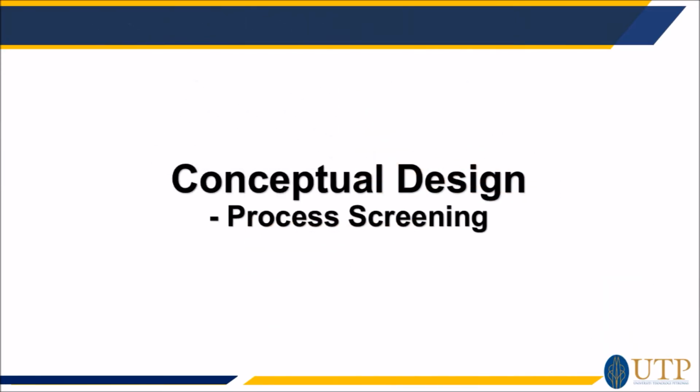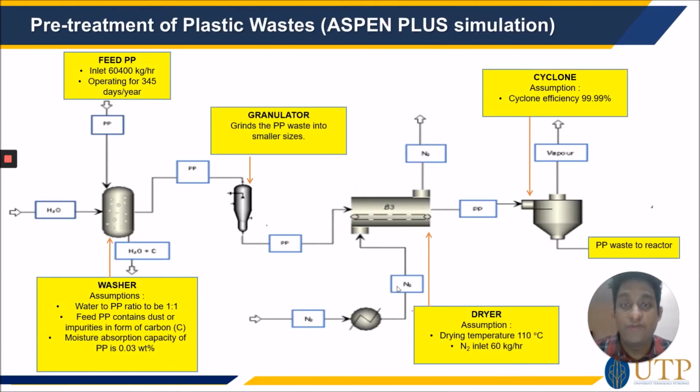Thank you. Now I will briefly present about the conceptual design of the project. Prior to the steam gasification process, PP firstly undergoes a pre-treatment process. The assumption here is that the plant operates for 345 days a year with an inlet flow rate of PP at 60,400 kilograms per hour.